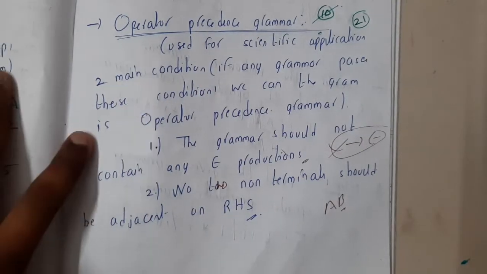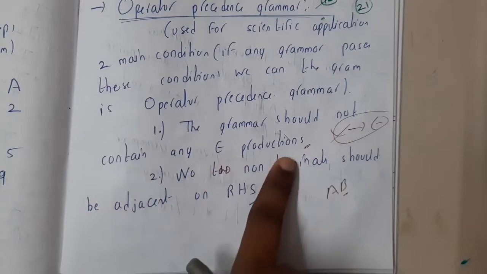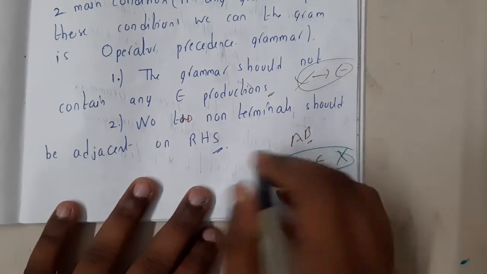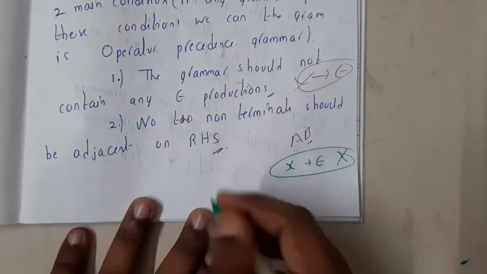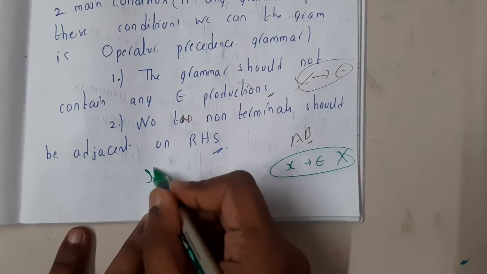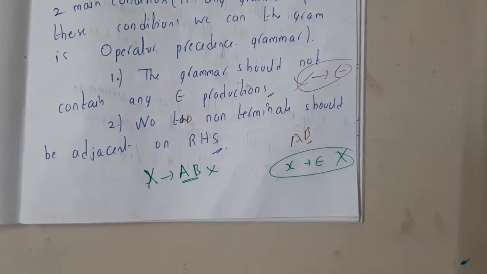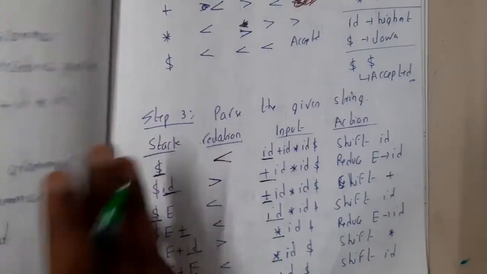That's it. The first condition is the grammar should not contain any epsilon production. So something tends to epsilon, this is not allowed. And similarly, no two non-terminals should be adjacent to each other, something like X implies AB. Two capital letters can never be side by side. Those are the only two conditions with respect to operator precedence grammar.